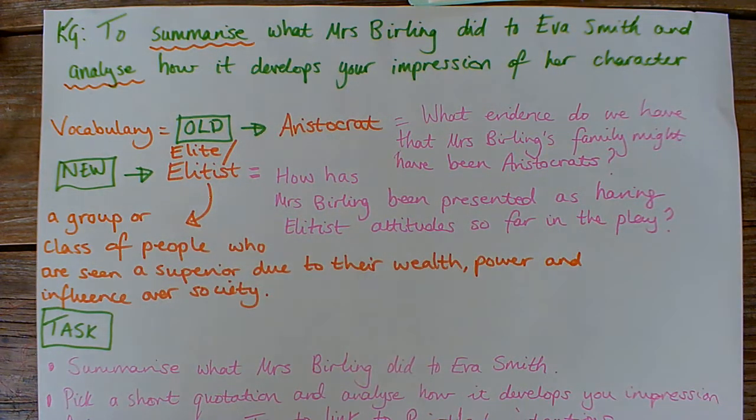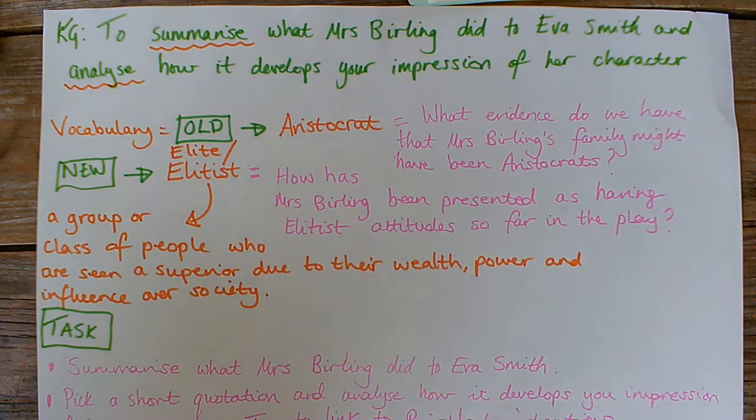So Mrs. Birling is presented as an elitist pretty much from the moment we see her. She tells Mr. Birling off for thanking the cook, as if that sort of behaviour is beneath someone of her status. Why would you thank the help? When she first meets the inspector and she hears about the suicide, she says, oh, who knows why a girl like that would do anything. Girls of that class, as if, well, I couldn't possibly understand what a working class girl would do.